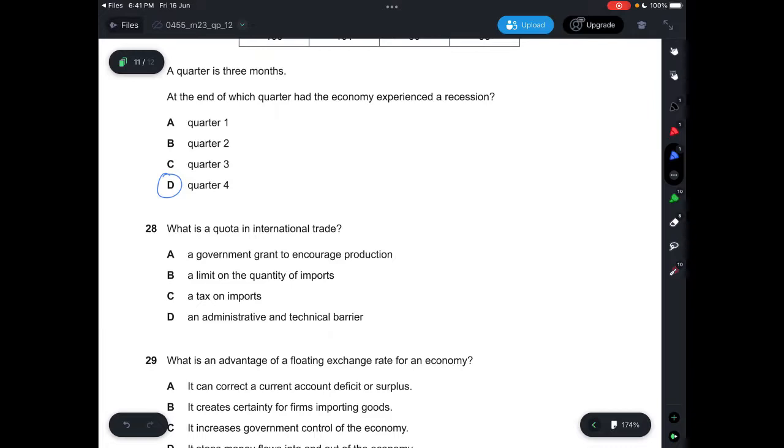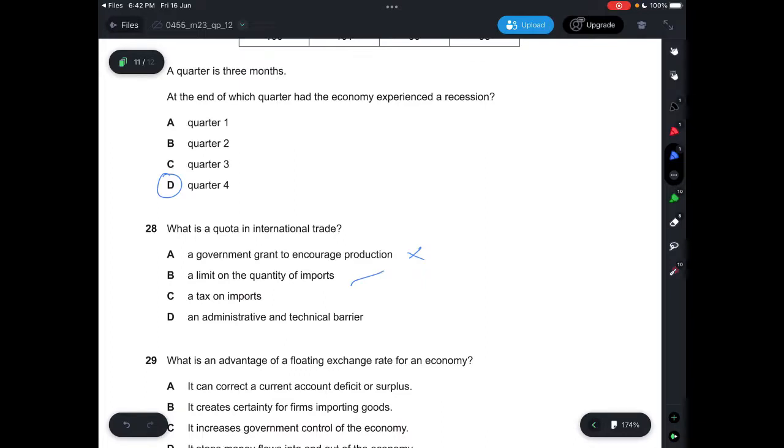28, what is a quota in international trade? So quota will basically mean a specific amount, a limit of amount. So A, it says a government grant to encourage production. This will be your export subsidy, something related to export subsidy, so it's not correct. B, it says a limit on the quantity of imports, which is correct.